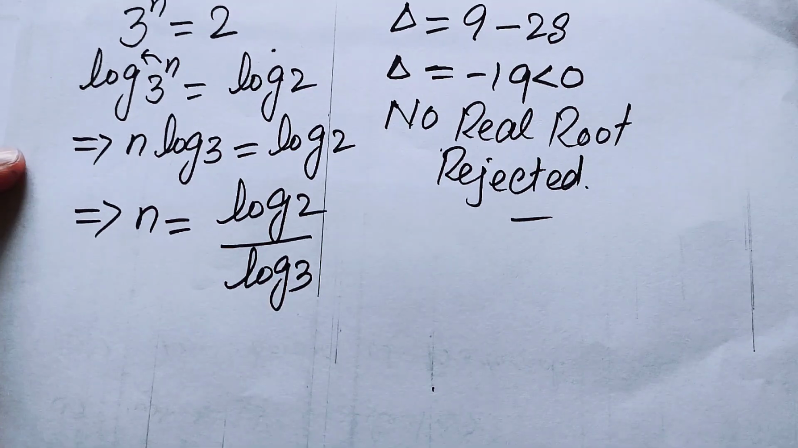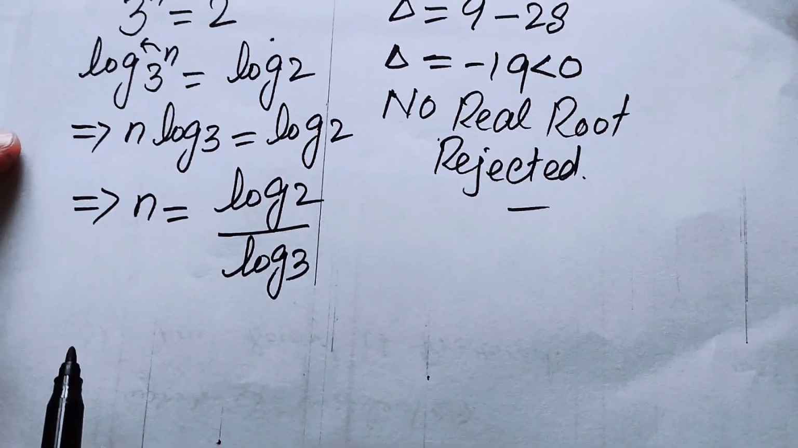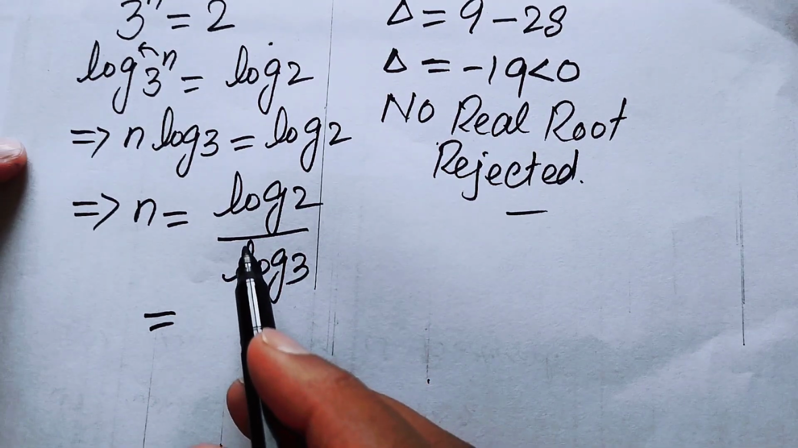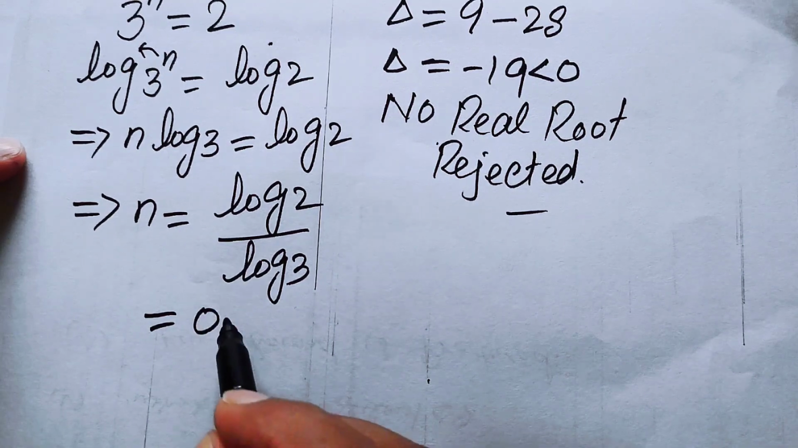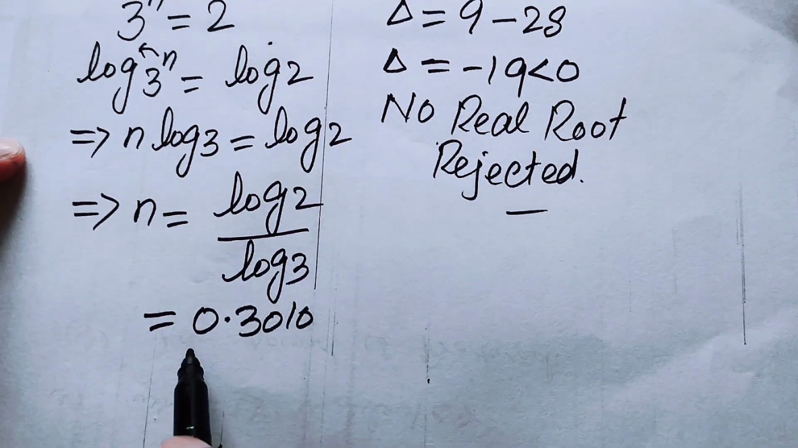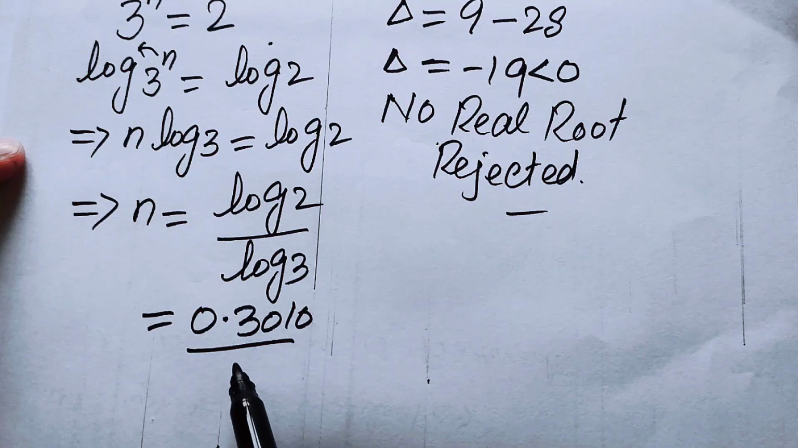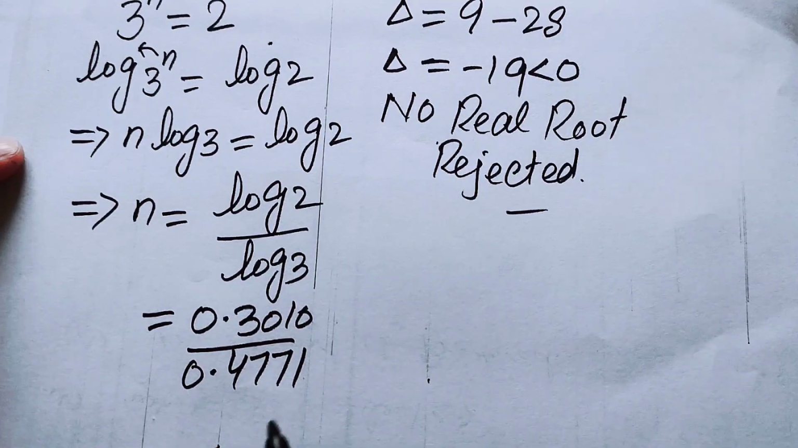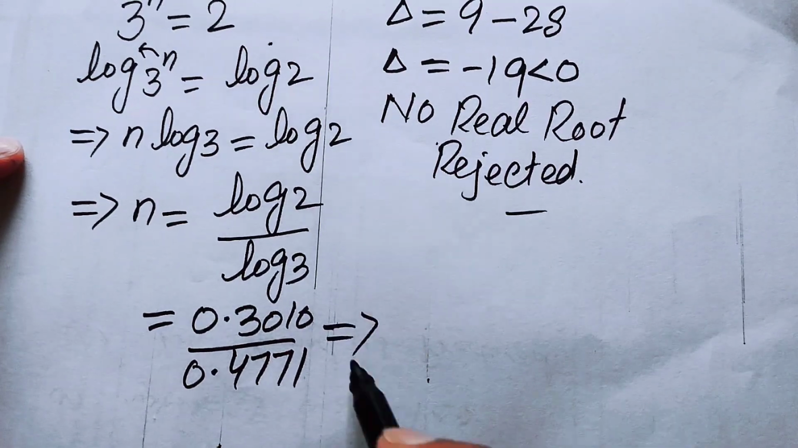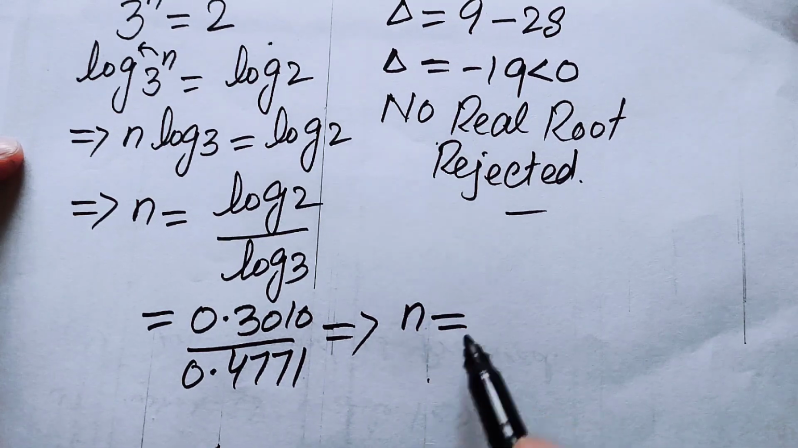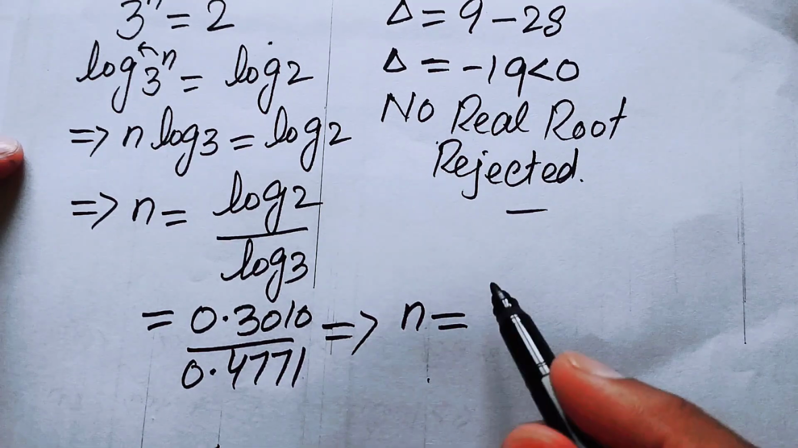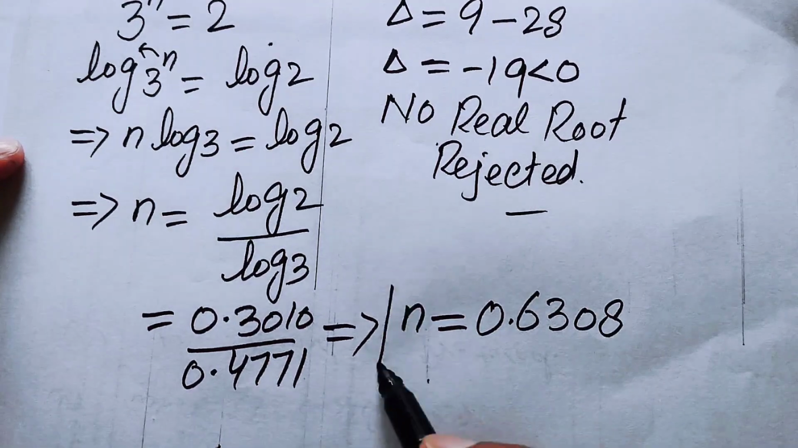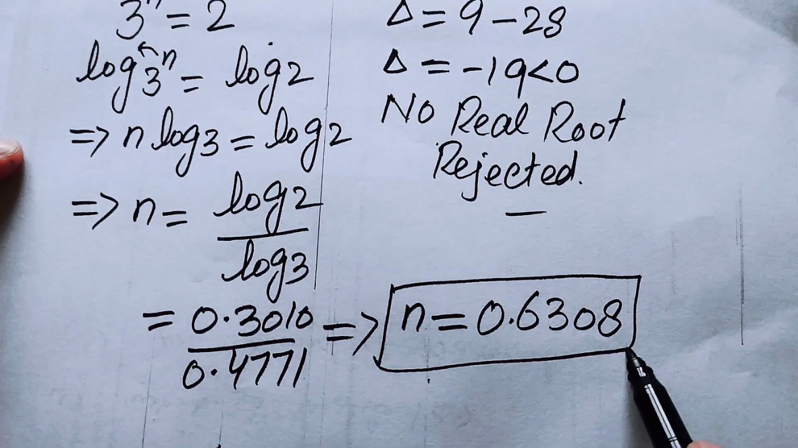You can use a calculator or logarithmic table in order to find the values of log 2 and log 3. The value of log 2 is 0.3010, and the value of log 3 is 0.4771. When you divide these two values, you get the value of n is equal to 0.6308, and this is our final value for this question.